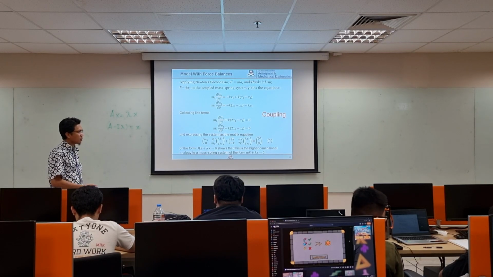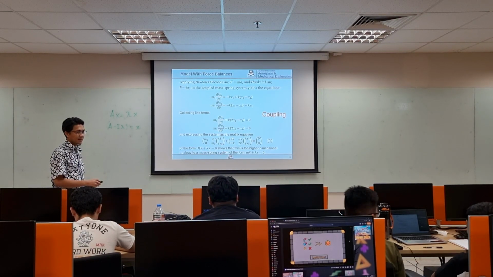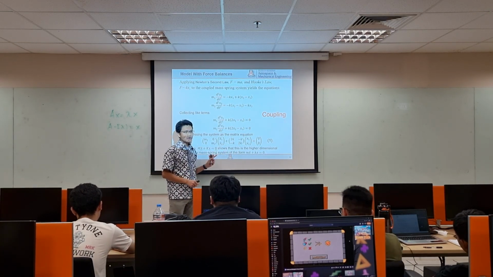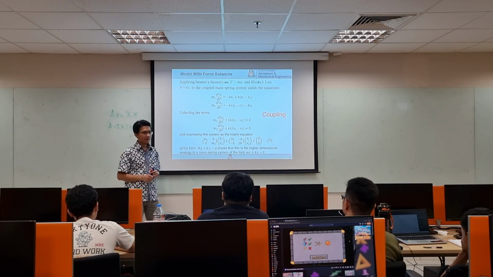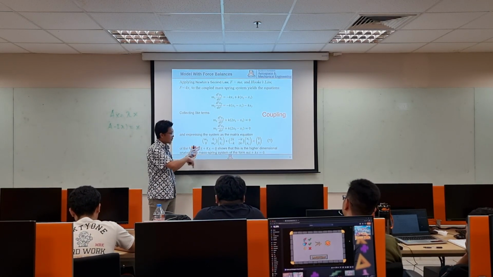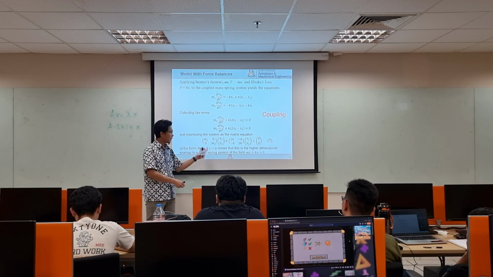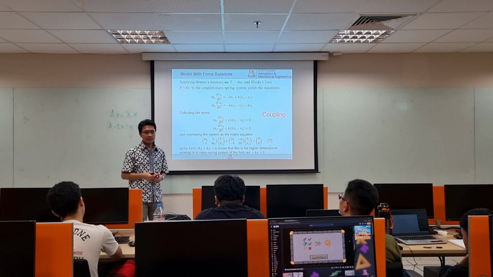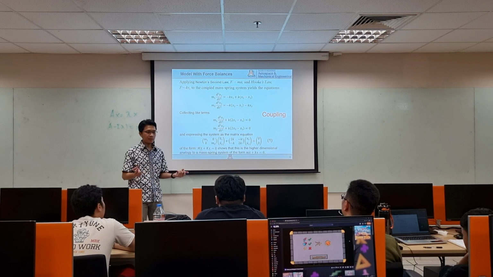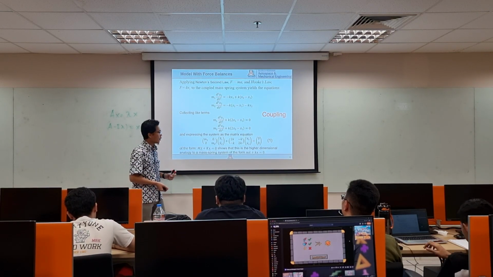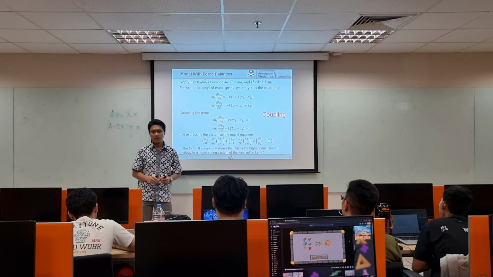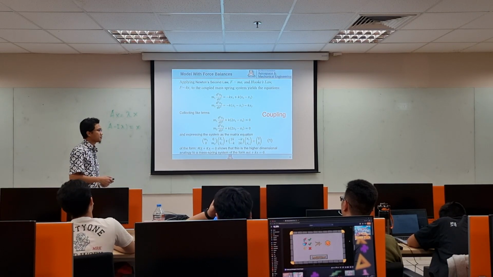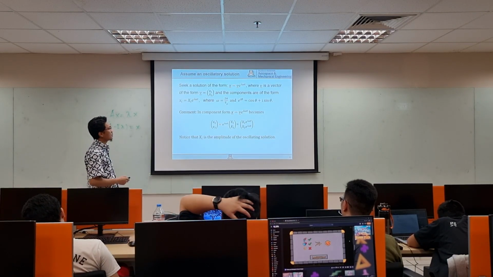Before I show you how to remove the double dot, the coupling mathematically is represented by this off-diagonal term. If the matrix in the equation is diagonal, then the system is independent, uncoupled. There is no coupling in the system. However, when the off-diagonal terms are non-zero, then your system has coupling.